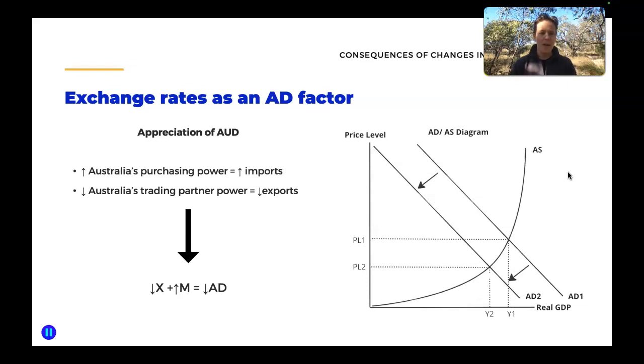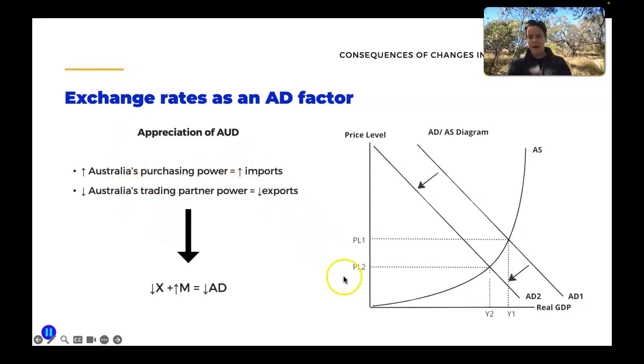So, for example, if you treated the exchange rate as an aggregate demand side factor and you apply the thinking of changes in purchasing power, you can make really clear links to the AD equation and you're able to shift the curve. So let's have a look at this one. If we assume there's an appreciation of the Aussie dollar, it means that Aussies enjoy higher purchasing power, which should lead to more imports. The flip side of that is trading partners unfortunately suffer a decrease in their purchasing power, so we should see a decrease in exports. So an increase in M plus a decrease in X is going to lead to a decrease in aggregate demand, which shifts the aggregate demand curve to the left, as you can see on this graph.